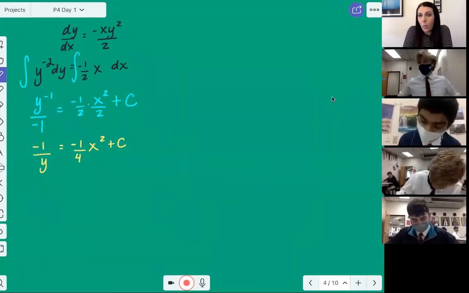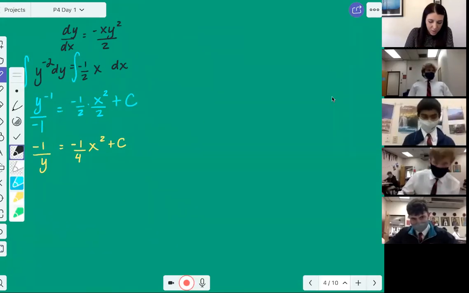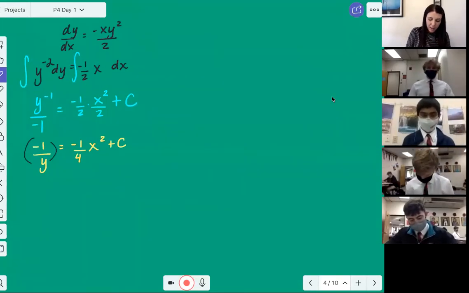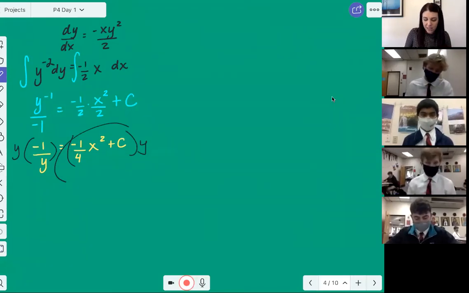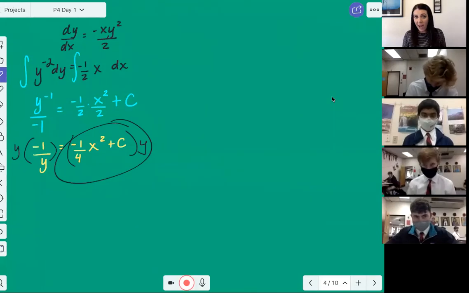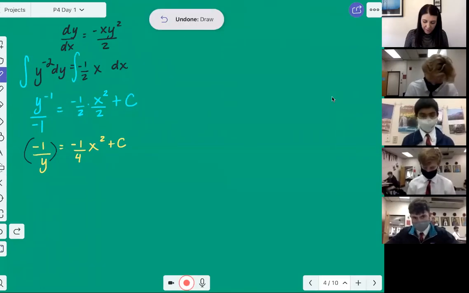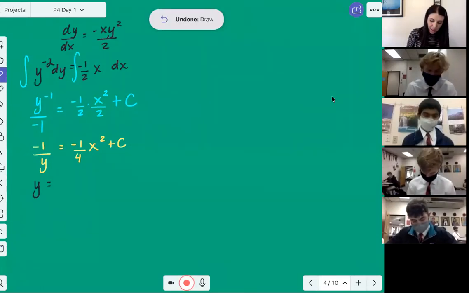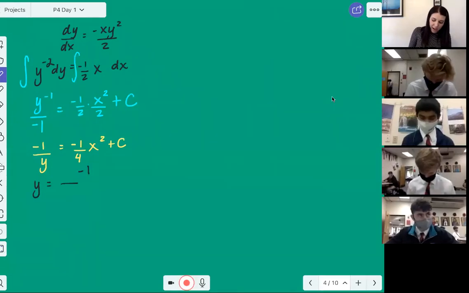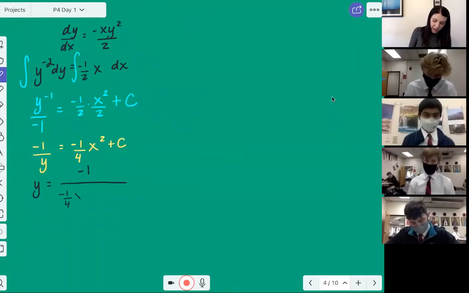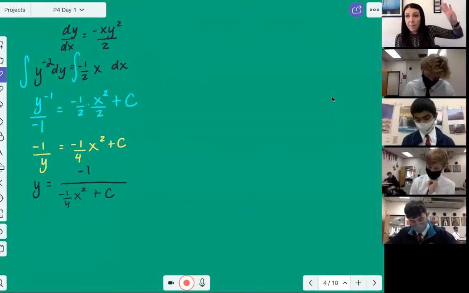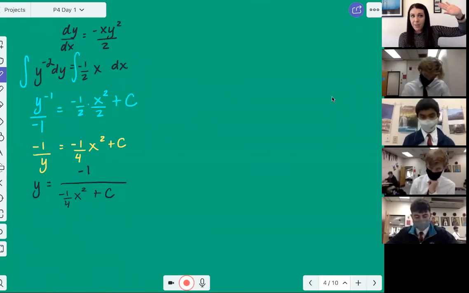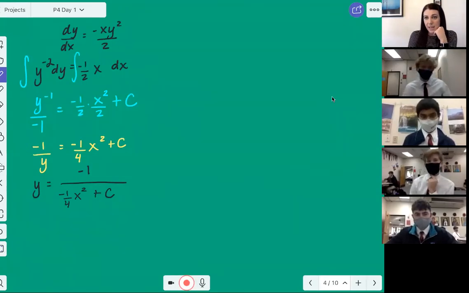Now to isolate y, this is a place where students get confused. I would multiply both sides by y to bring y up, but then I would need to bring all of this stuff in parentheses back down. So I would divide that over. So what you're actually going to get, and you'll get better at just noticing this, is y equals negative 1 divided by negative 1/4 x squared plus c. So I multiplied the y up and I divided all that other stuff over so that y is now on top and I have negative 1 over everything that was on the right side.